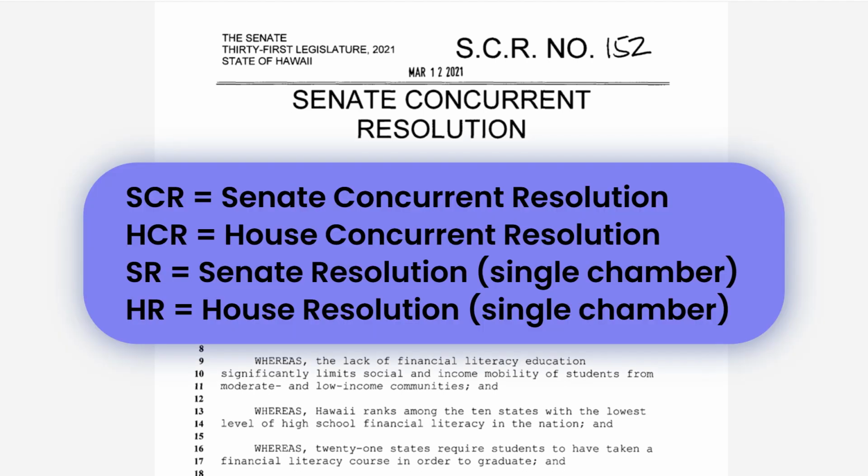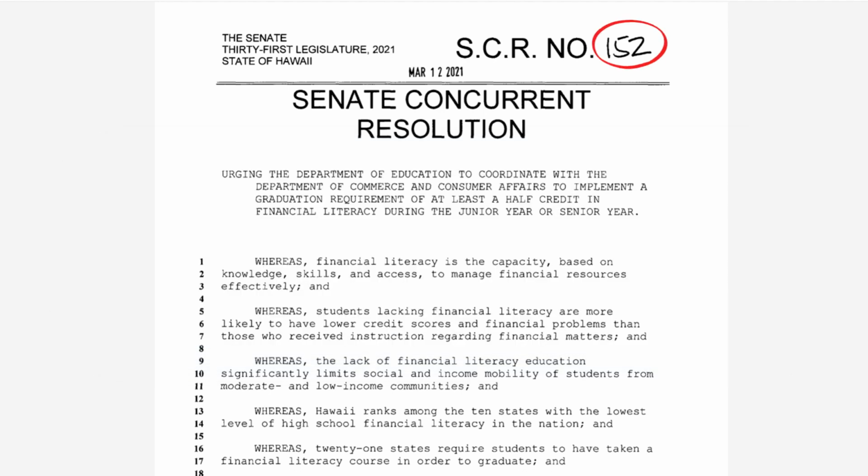SCR and HCR indicate concurrent resolutions, either Senate concurrent resolution or House concurrent resolution, indicating the intent of both chambers. SR and HR indicate a single chamber resolution. In the upper right-hand corner, there's the resolution number. Below that, there is the title of what the resolution is aiming to do.